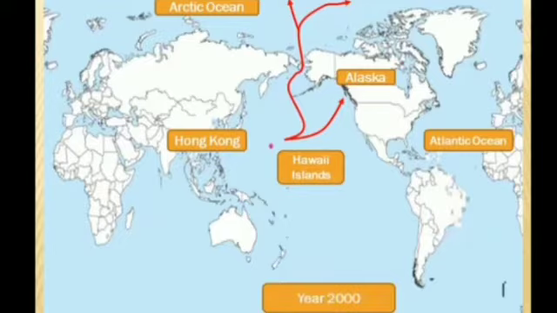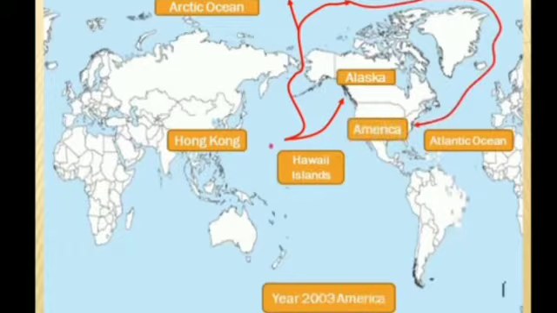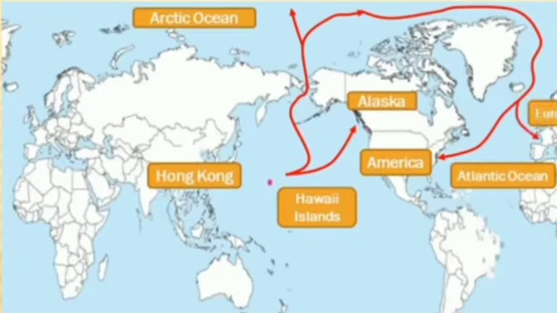Some of them floated to the Atlantic Ocean from the Arctic. Some of these reached the eastern coast of America in 2003, and some of the toys had even reached the European coast by 2007 from the Hawaii Islands. Some toys took the route to Australia.